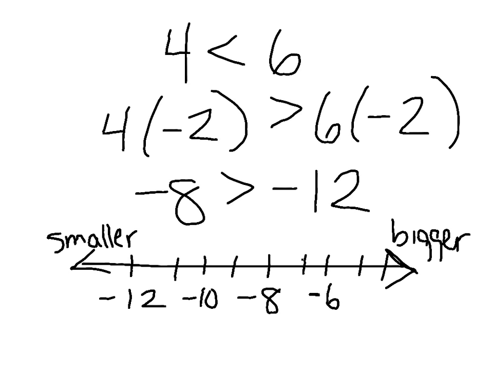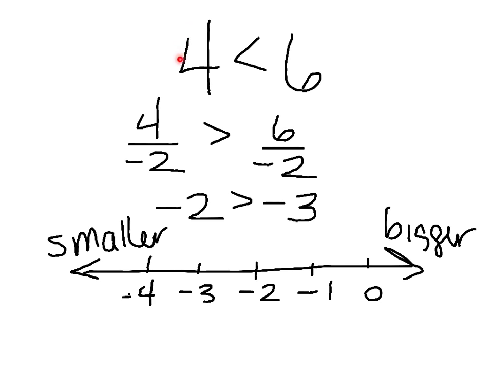Okay, so if we graphed it, negative 8 is bigger than negative 12. Makes sense. 4 is smaller than 6, and negative 8 is bigger than negative 12. If you look at a number line, it's backwards because it's negative. The closer you are to the 0, the bigger you are. The further you are away from the 0, the smaller you are.